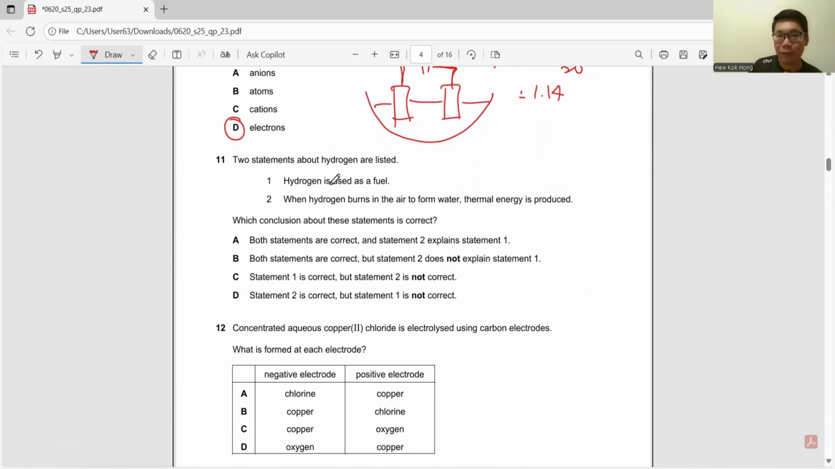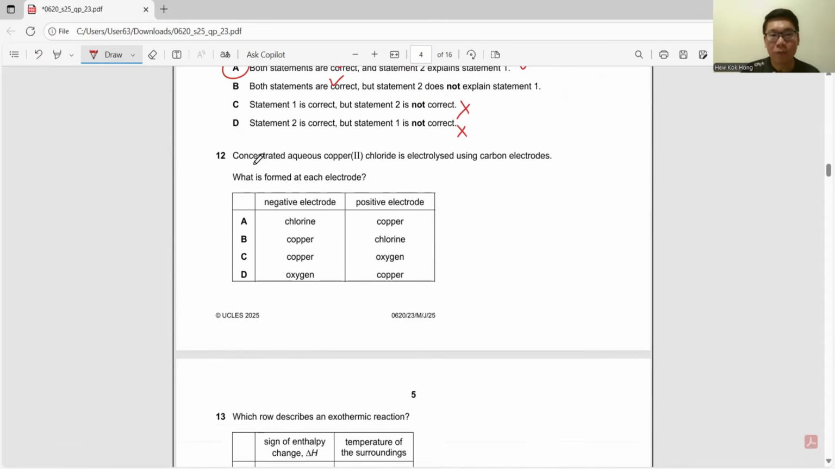11. Two statements about hydrogen are listed. Hydrogen is used as fuel. Yes, it's used in a hydrogen-oxygen fuel cell. When hydrogen burns in the air to form water, thermal energy is produced. Yes. Which conclusion about these statements is correct? Both statements are correct. None of them is wrong. And then it says, statement 2 explains 1. Statement 2 says, when hydrogen burns, thermal energy is produced. So this explains why it is a fuel. And it says 2 does not explain 1. No, 2 actually explains why it can act as a fuel. So the answer is A.